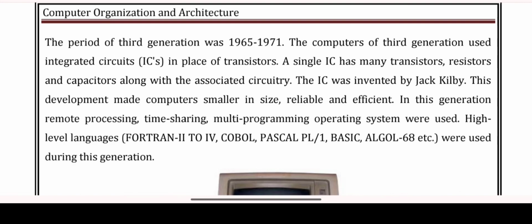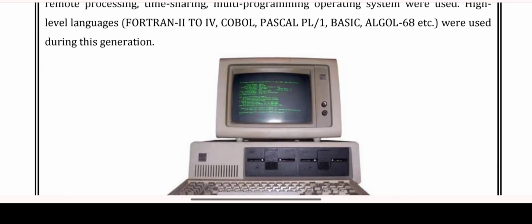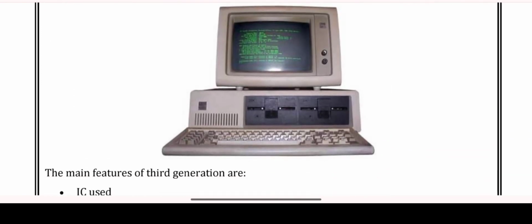In this generation, remote processing, time sharing, and multi-programming operating systems were used. High-level programming languages like FORTRAN, FORTRAN 2, COBOL, Pascal, PL/1, BASIC, Algol 68, etc. were used during this generation. See the picture of the third generation computer.